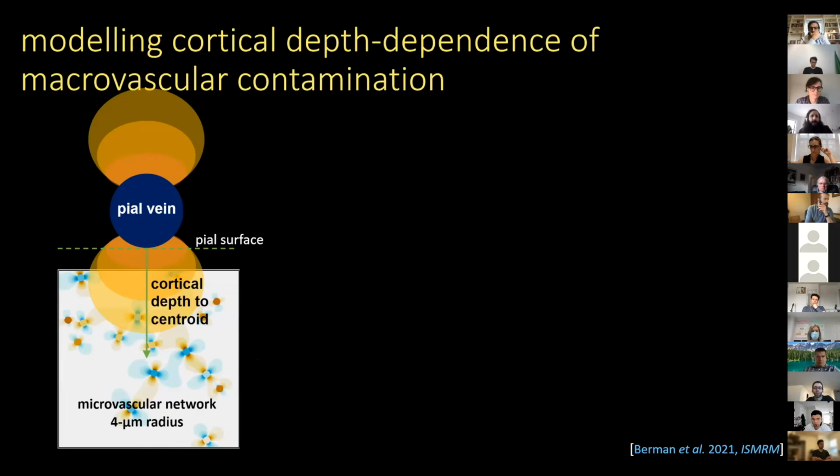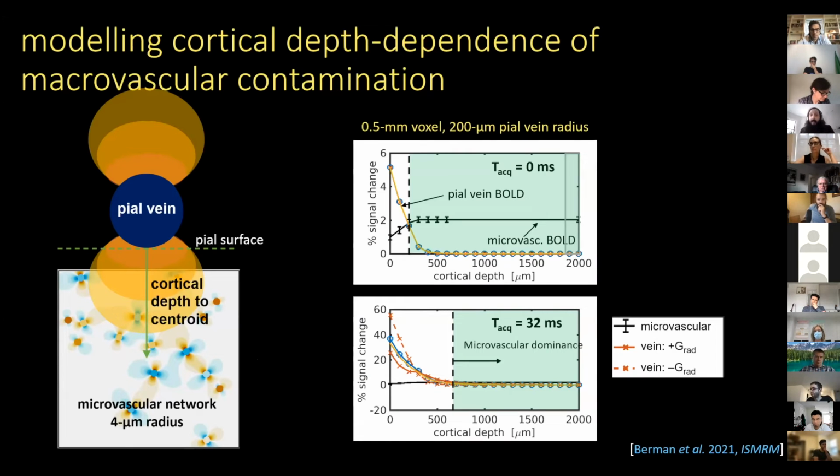Then, in order to understand the cortical depth dependence of this macrovascular contamination, we built a simple vascular configuration consisting of a large pial vein on the cortical surface sitting on top of a model cortex consisting only of a microvascular network. We then simulated the spin echo BOLD signal for voxels at various cortical depths as a function of the spin echo EPI echo train length. So here is the cortical depth dependence of the microvascular and pial vein BOLD signals for a 200 micron pial vein. These simulations match our expectations.